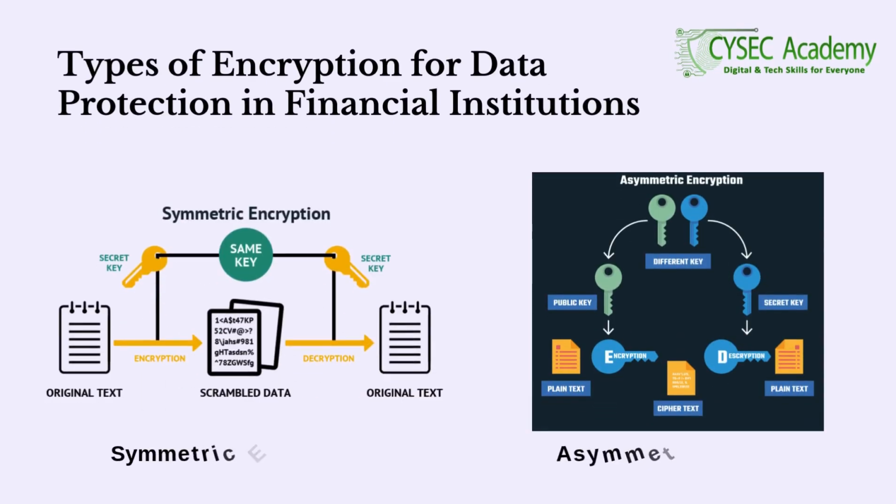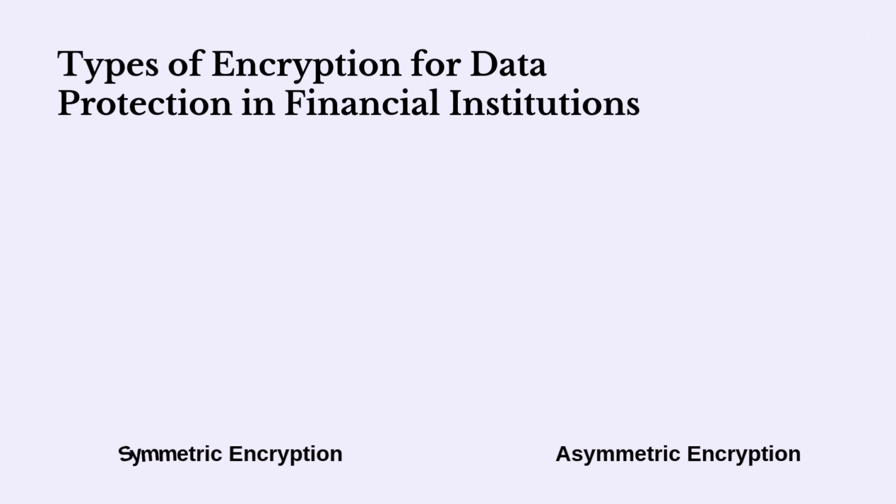Types of encryption for data protection in financial institutions. The two main types of encryption commonly used for data protection are symmetric encryption and asymmetric encryption. Each serves a unique purpose and offers distinct advantages depending on the context. Let's look at them in detail.